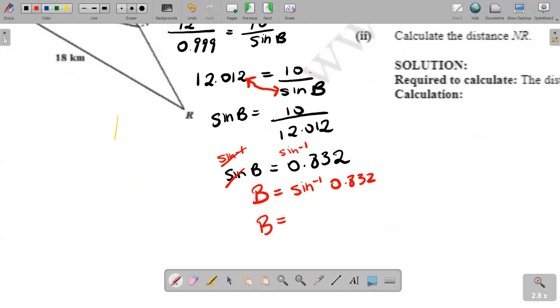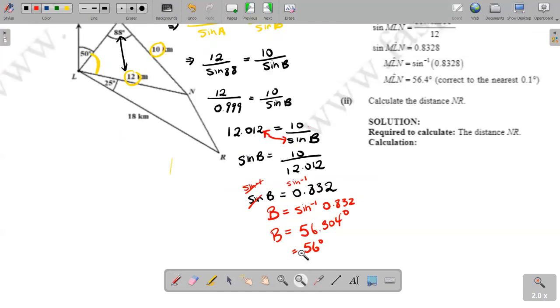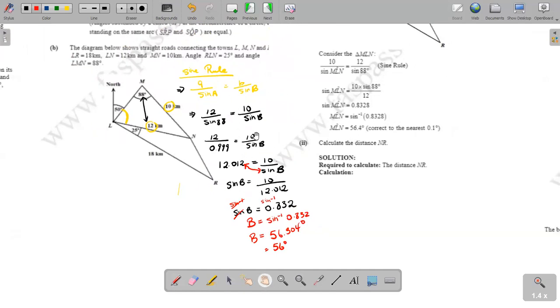So B is equal to what? I got one answer. Excellent job, guys. Suppose they say round this off to the nearest degree. That means round this to the nearest whole number. What is this rounded to the nearest whole number? Excellent, 56. So now we get a perfect example of how to use the sine rule.